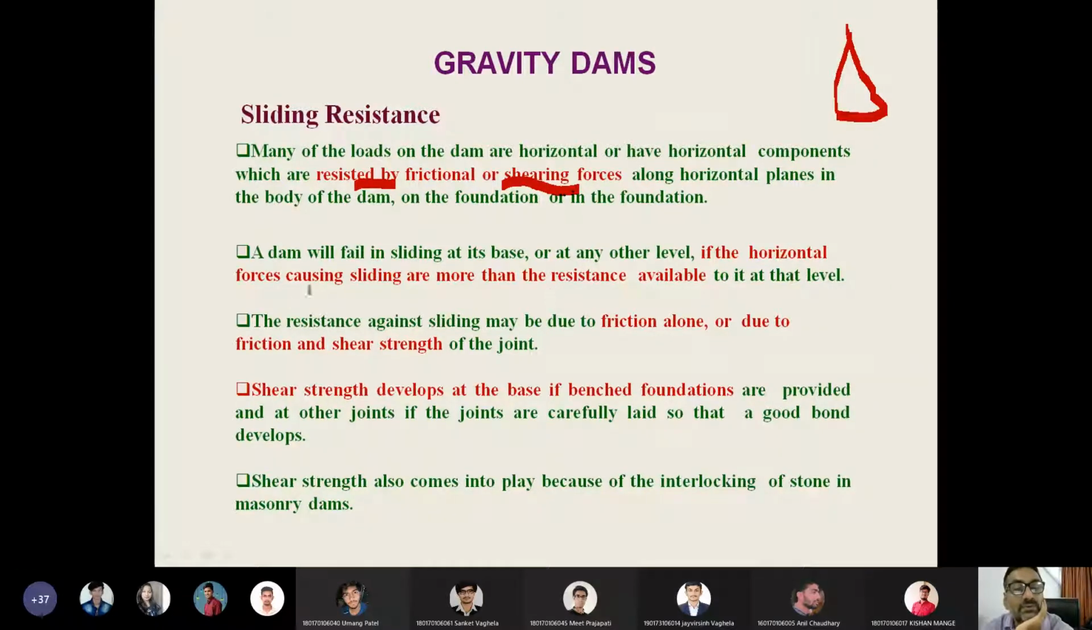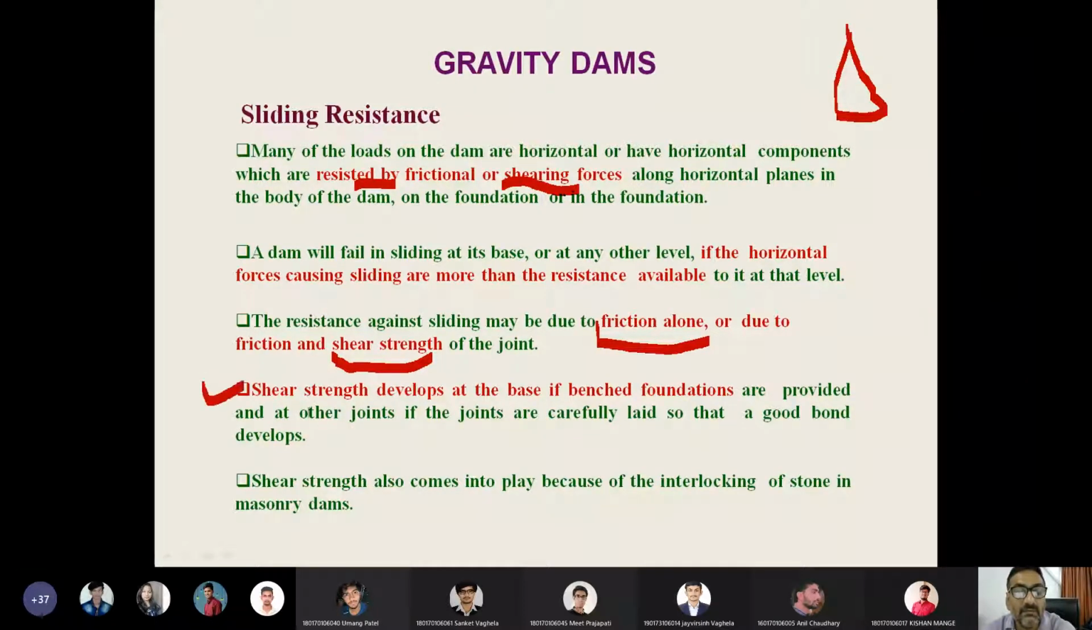If horizontal forces causing sliding are more than the resistance available, then sliding occurs. Resistance is available because of these two. Sometimes it is only friction. If there is no cohesion in the material, then there is only friction. Due to friction and shear, if shear strength exists, then both are combined. Otherwise, friction will take care of the horizontal forces.